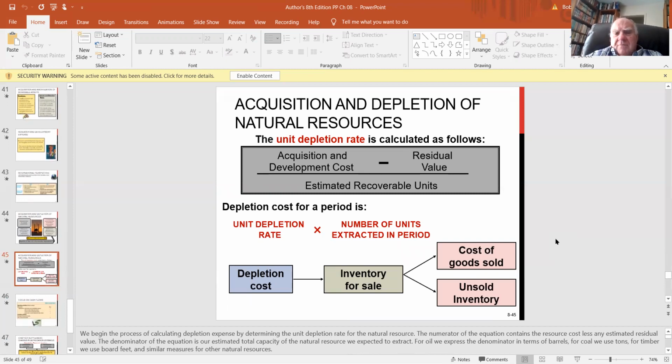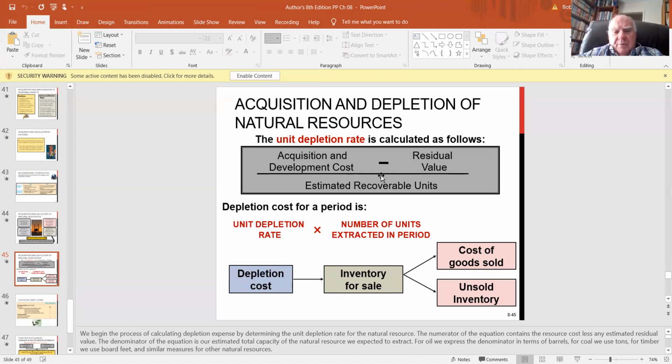Remember, we did the units of production method earlier when we were doing the fixed assets of tangible assets. The one where we had the $60,000 car that was going to be driven for 100,000 miles, and we came up with 60 cents a mile. If you understand that, you understand depletion.